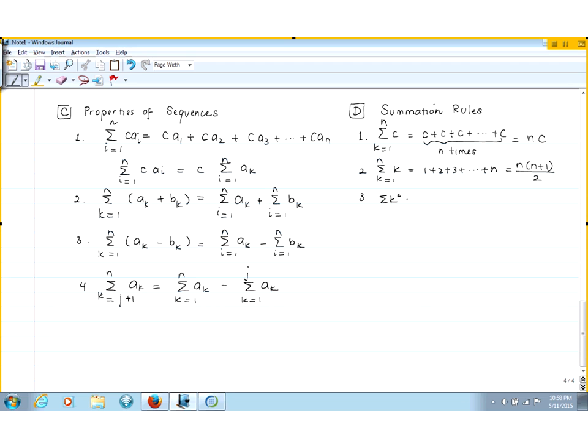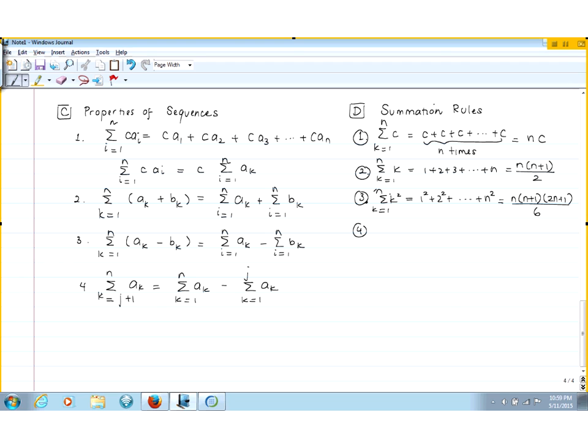Anyway, the third one, what about if I'm adding k squared? So this is 1 squared plus 2 squared plus up to n squared, so k goes from 1 through n. This is equal to n times n plus 1 times 2n plus 1 over 6. That is the formula. Okay, so 1, 2, 3.